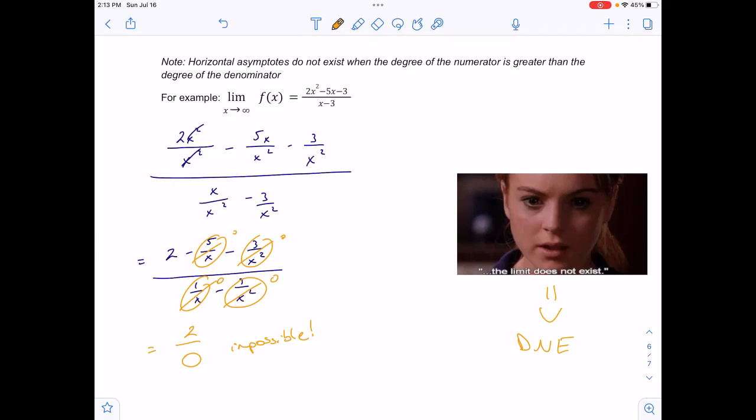Okay? Really quick to see, you don't actually need to do this math to prove that the limit does not exist. You can just see directly from the question, because the degree of the numerator is higher than the degree of the denominator, the limit does not exist. Okay? I know that was a lot of information all in one. Take some time to digest, do some practice. You got this.